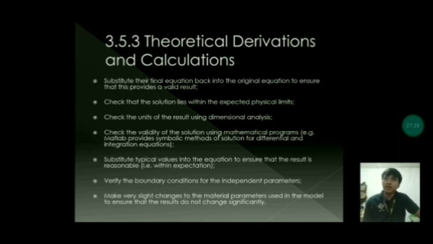Next is make very slight changes to the material parameters used in the model to ensure that the results do not change significantly. It means testing the sensitivity of the solution to small variations in the material properties used in the model. Because testing the sensitivity of the solution to changes in material parameters is an essential step in theoretical derivation and calculation. It helps to identify potential sources of error or uncertainty in the model.